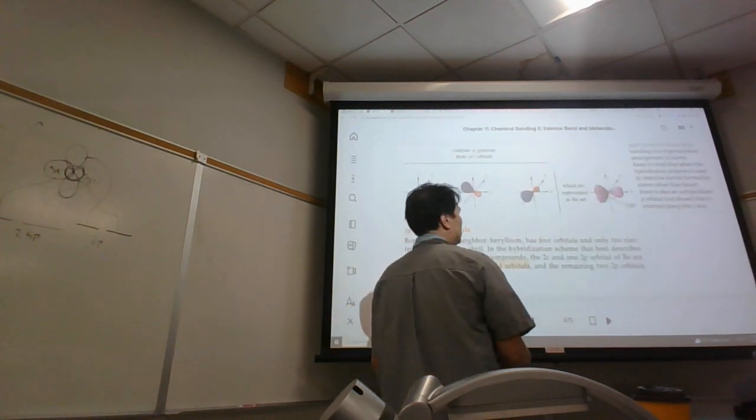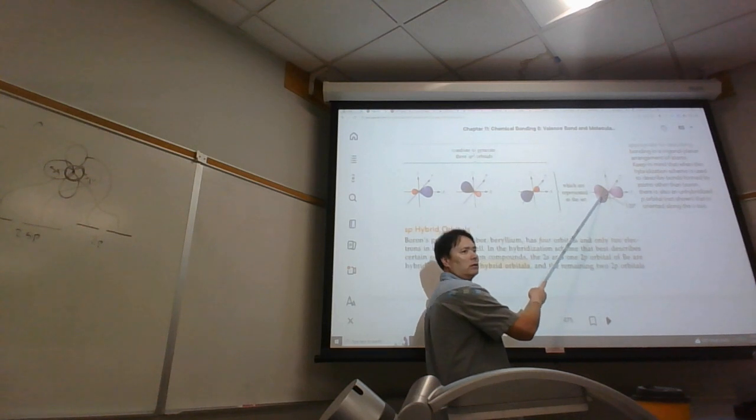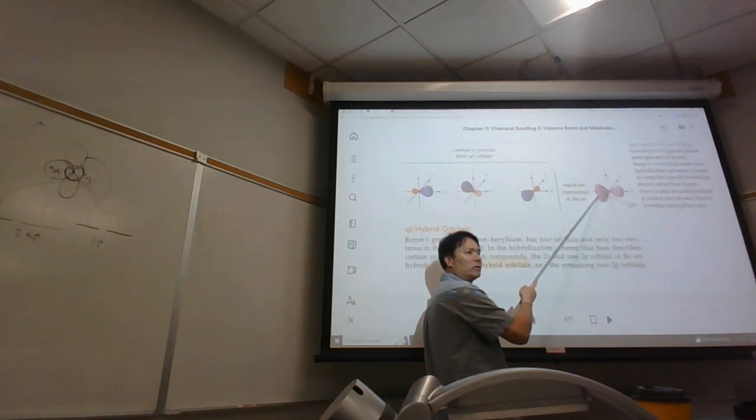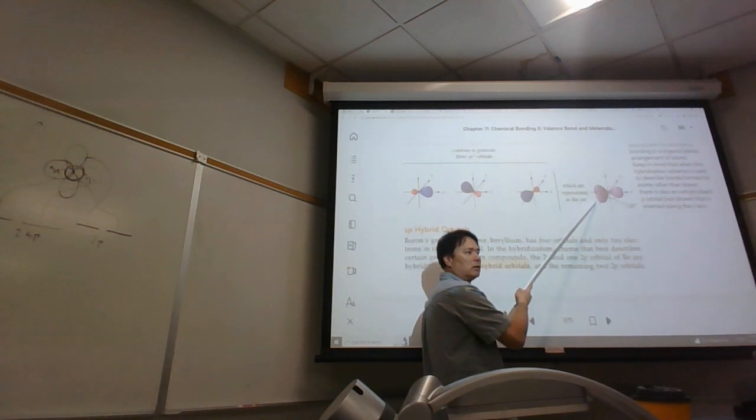So could you draw this? Do you recognize what these orbitals are here? It's a trigonal planar arrangement. Can you tell me what those orbitals are? Those are atomic orbitals, and those would be called sp2.